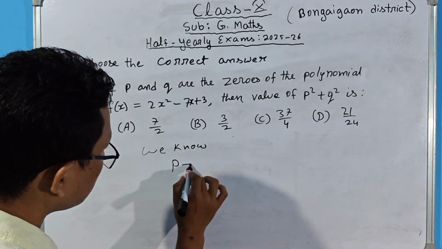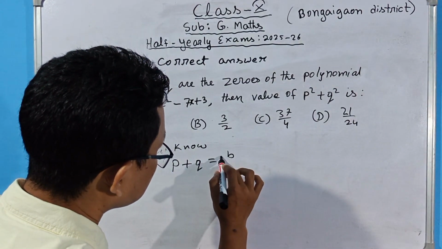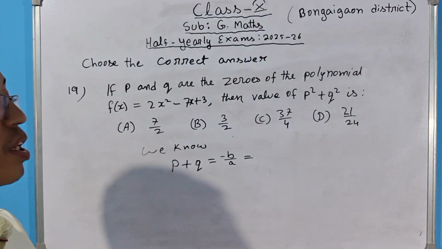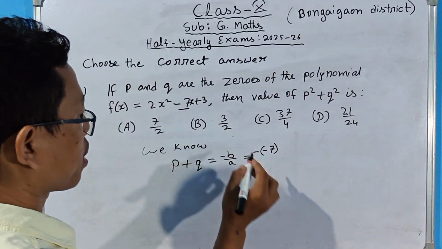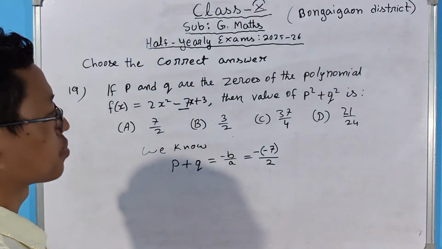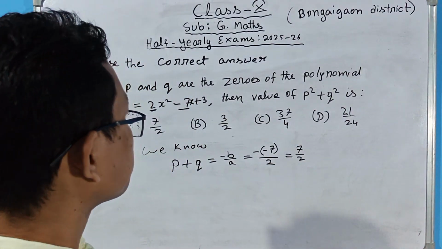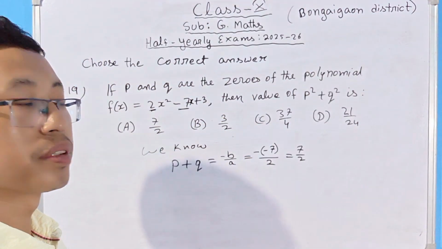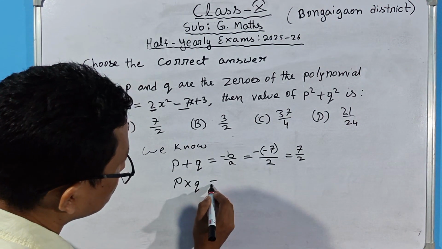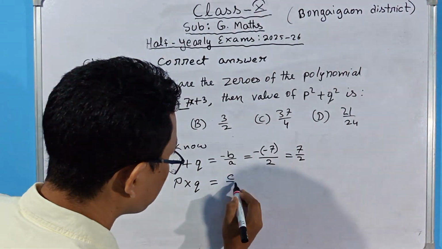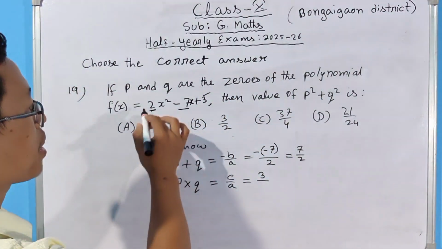The sum of zeros, P plus Q equals minus B by A. What is the B we have? That is minus 7. Minus and minus 7. And A we have 2. A is 2. Clear? On solving we get 7 by 2. Now again, what we need? Product P into Q, C by A. What is C? Positive 3, that is C by A. A is 2.